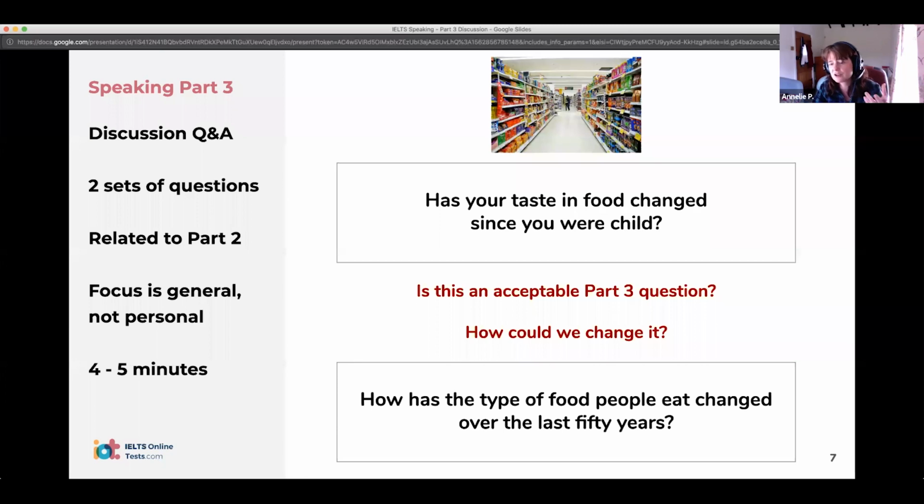And we've just asked a general question, how has the type of food people eat changed over the last few years? Okay, yeah, maybe what people like to eat today. It's very common to compare, so comparing the past with the present in some way. But you're definitely getting the part three type questions now.